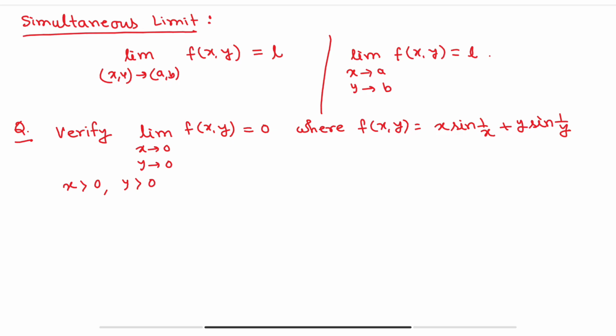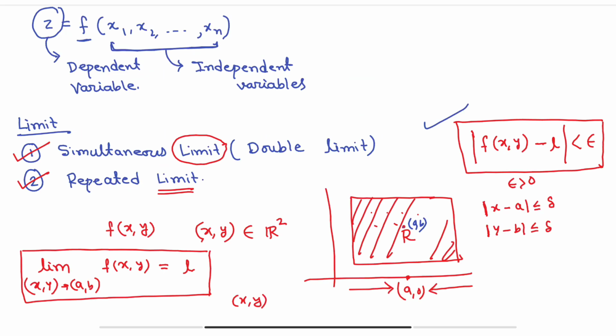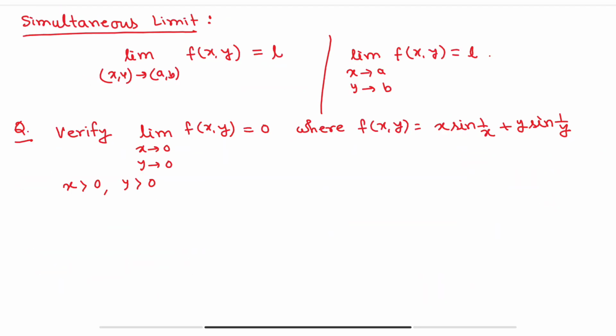Obviously here we have limit x tends to 0 and y tends to 0. This denotes our simultaneous limit. Simultaneous limit, we can solve this problem using epsilon delta definition also. So first of all, let's solve using epsilon delta definition. Epsilon delta definition means this definition: modulus of f of xy minus L is less than epsilon. Here we have to show that limit of f of xy equals 0. So, solution.